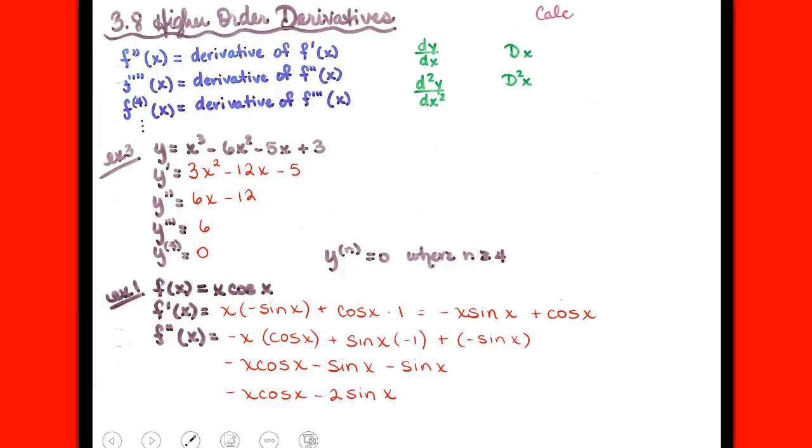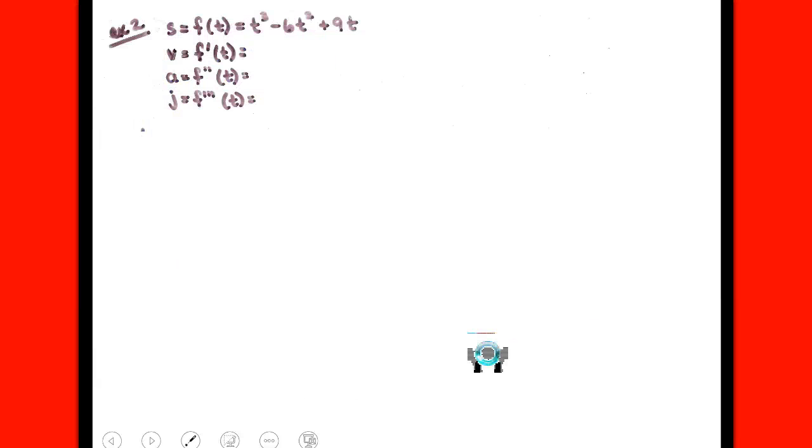Let's look at some applications of them, because we've been focusing on this whole chapter on applications of derivatives. There are some really cool applications for our higher order derivatives as well. Let's go back to the idea of particle motion. For particle motion, example number 2, the position of a particle is given by this equation where t is measured in seconds and s is measured in meters. We want to find the first derivative, the second derivative, and the third derivative.